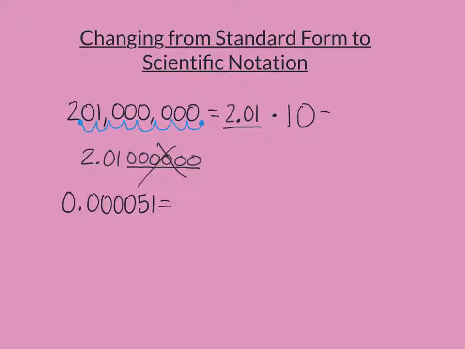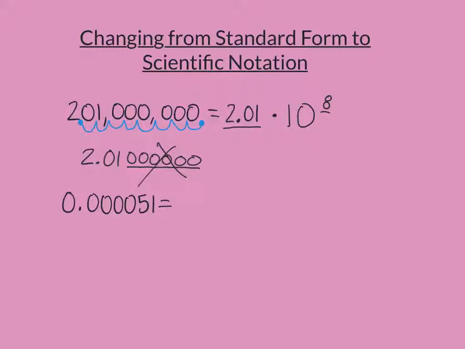So my exponent will have an 8, and then I'll decide if it's positive or negative. Remember, positive exponents are for numbers that are bigger than 1, and negative exponents are for numbers that are like 0 point something. So we have a number here, 201 million, that is much bigger than 1. We are taking this 2.01 and we're multiplying it, making it even bigger, so we should have a positive exponent.